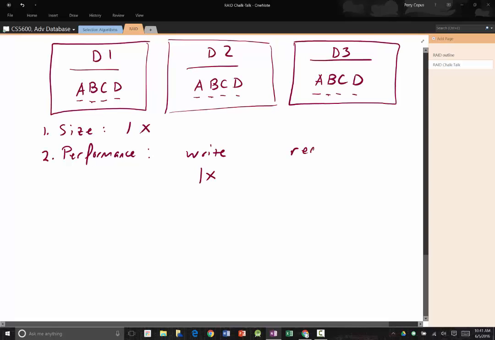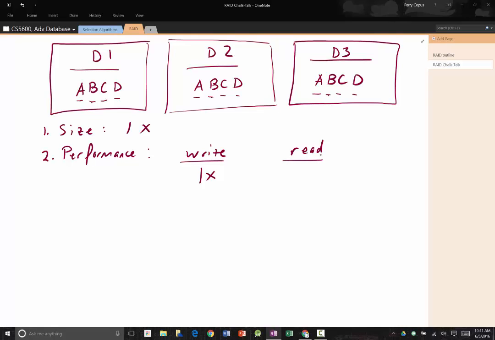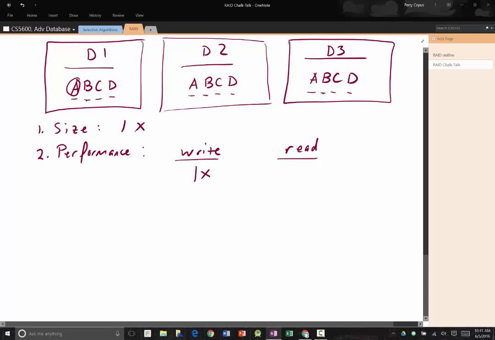But what about the read performance? What's interesting with the read performance is that I can use the disks in parallel, can't I? How would we do that? Well, I would read block A from disk 1 and at the same time read block B from disk 2 and at the same time read block C from disk 3. You see, I can read a different block from each of the disks in order to get my whole file.